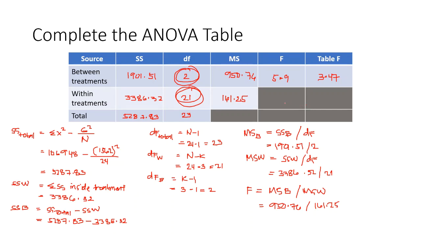So in order for us to check if we would reject or accept the null hypothesis, if the value for our calculated F is greater than the value of our table F, we will be rejecting our null hypothesis. Again, if this is greater than this one, we would be rejecting our null hypothesis. So that means that there is a significant difference between the three data sets that we have.